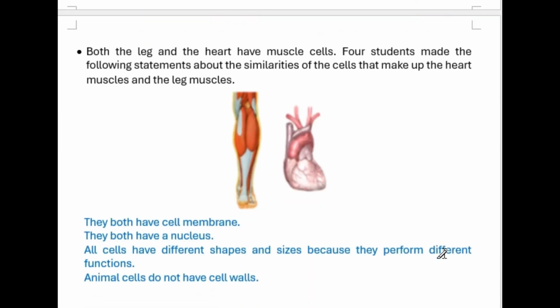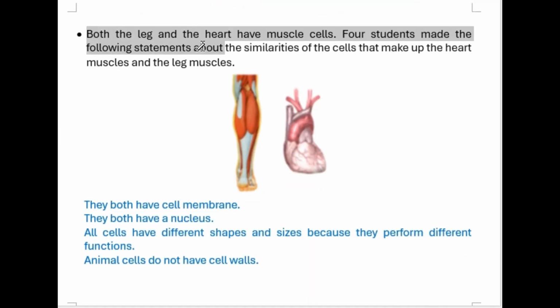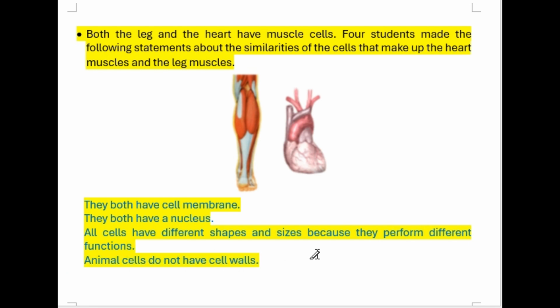Both the leg and the heart have muscle cells. Four students make the following statements about the similarities of the cells that make up the heart muscles and the leg muscles. They both have cell membrane. They both have a nucleus. All cells have different shapes and sizes because they perform different functions. Animal cells do not have cell walls.